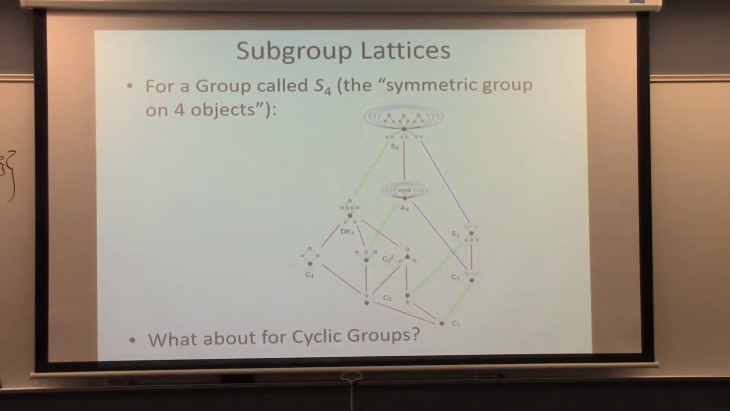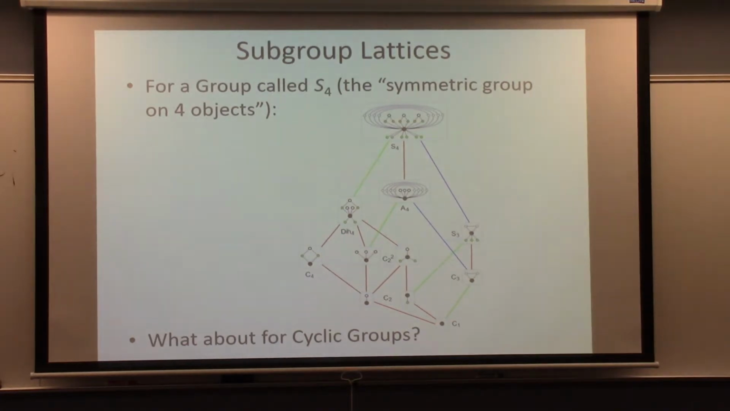For cyclic groups, the subgroup lattices are relatively simple, especially if the cyclic group happens to have an order that is a power of a prime.